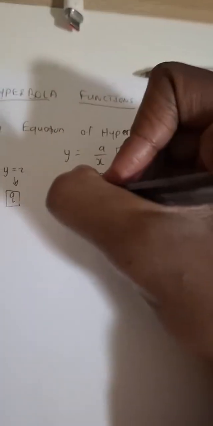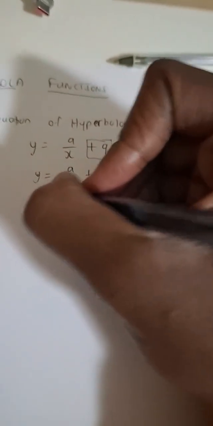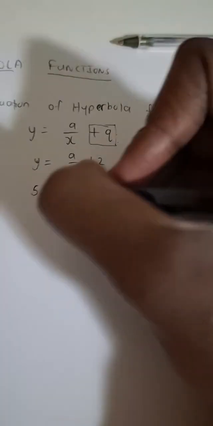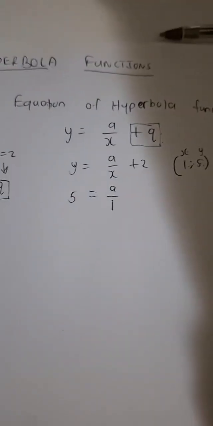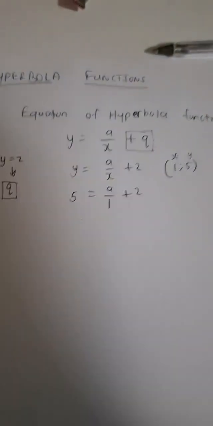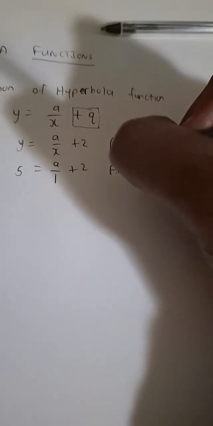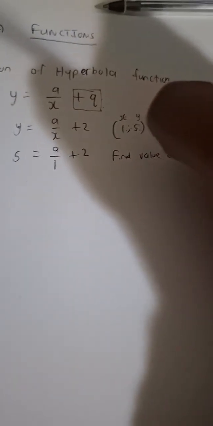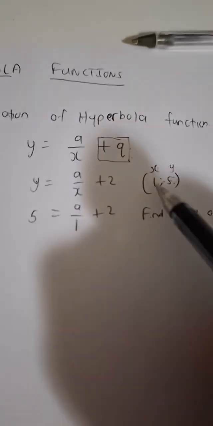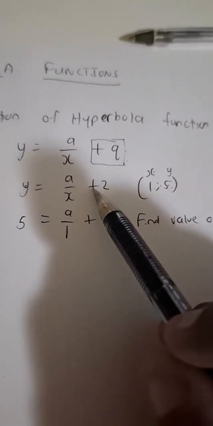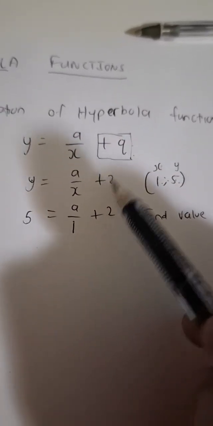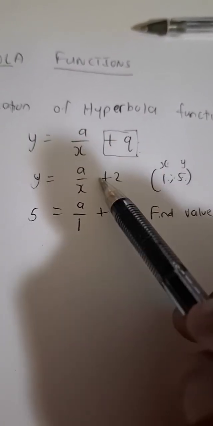So therefore we go and substitute in the place of y, we substitute the value 5. In the place of x, we substitute the value 1. Plus 2. And then we find the value of a through substituting the point and the value of the horizontal asymptote. So then here we're going to solve for a now.